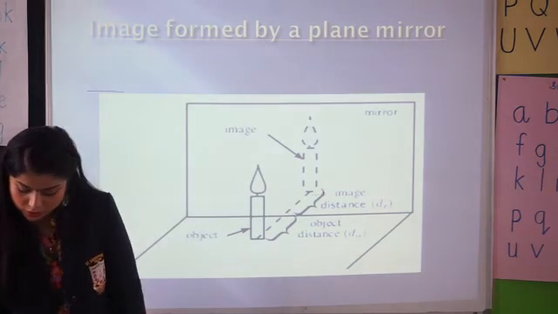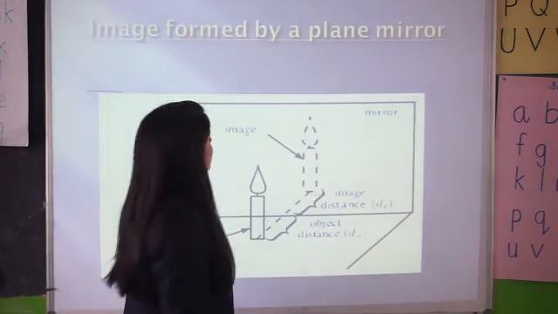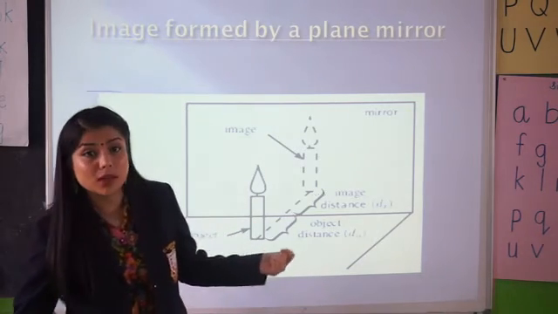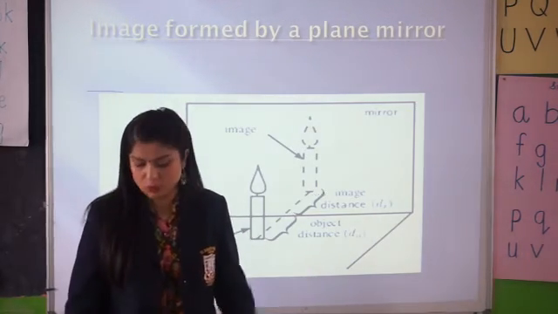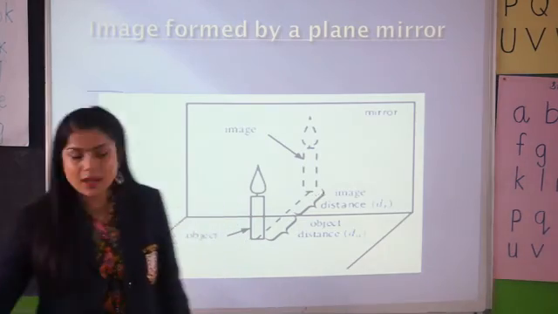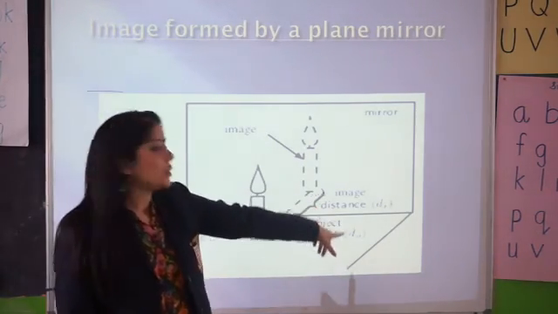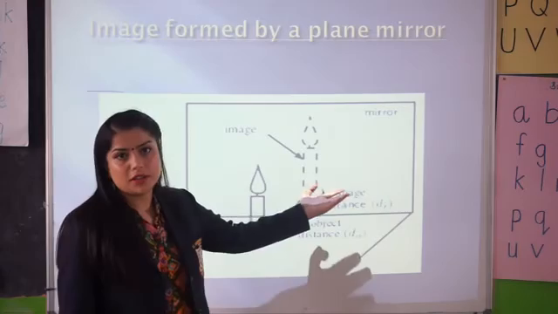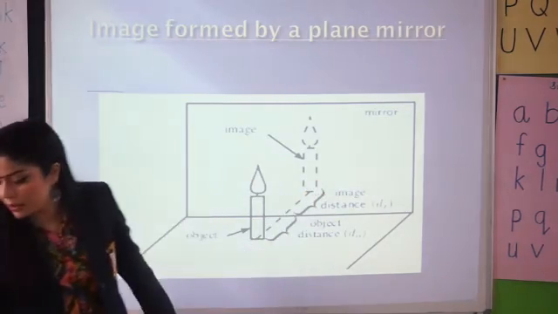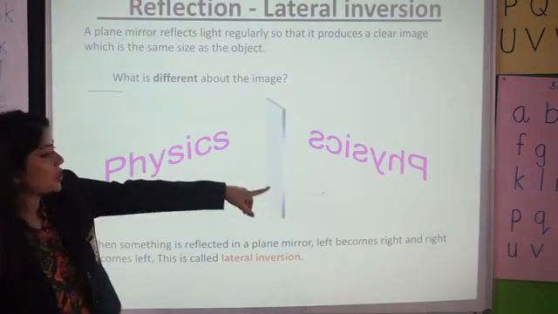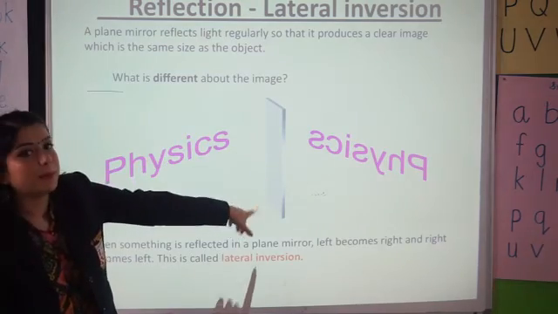Now for this one, homework. These are the characteristics. It's given in the book itself, point by point. You can note it down in your notebook. That is one of your tasks also. And another thing is, the image is also laterally inverted. I have given the example earlier. In this case, the image is laterally inverted. This image is formed by a plane mirror.